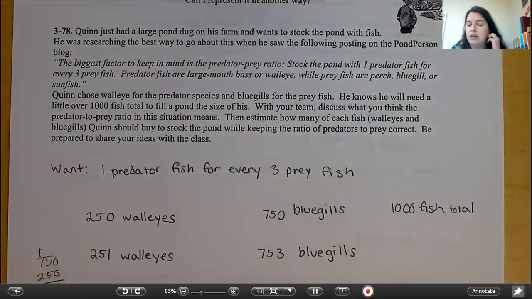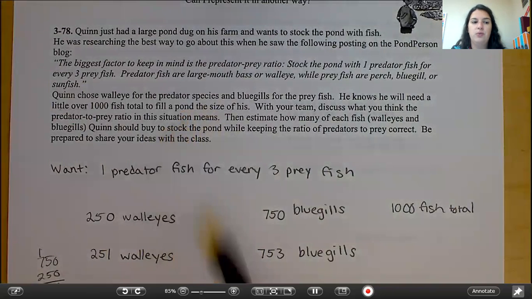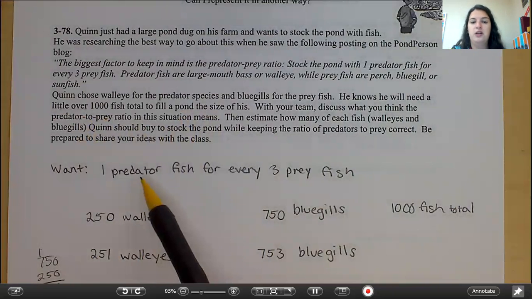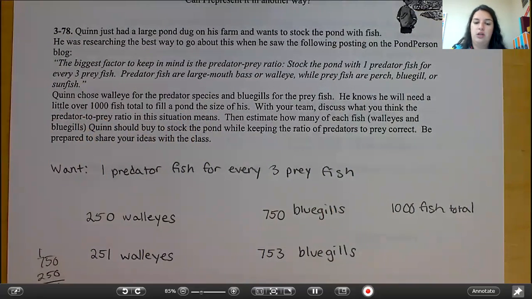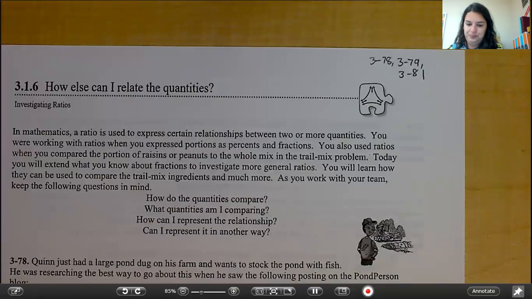And there are many ways to come up with this answer, but this is about what you would like to have. You can have 250 walleyes and 750 bluegills because that puts you right at 1,000. Or if you realize because it says a little over 1,000, you would need 250 walleyes, and for every 1 predator fish, there are 3 prey fish. So then you would need to add 3 more bluegills here to get 753. We're going to move on to problem 379 now.